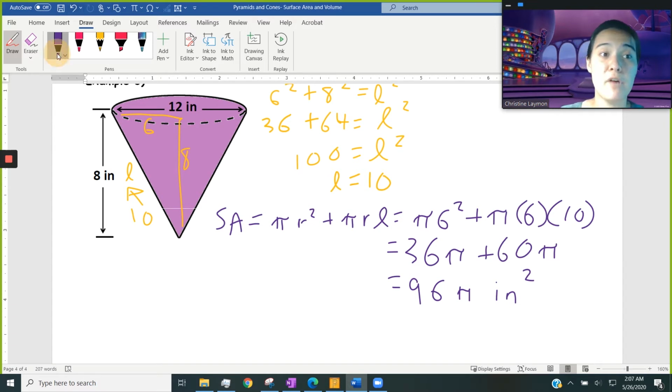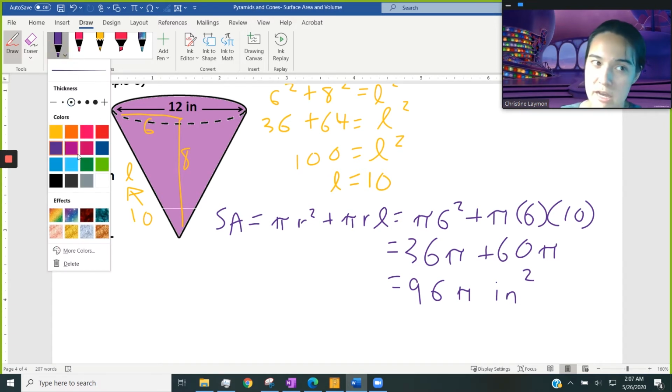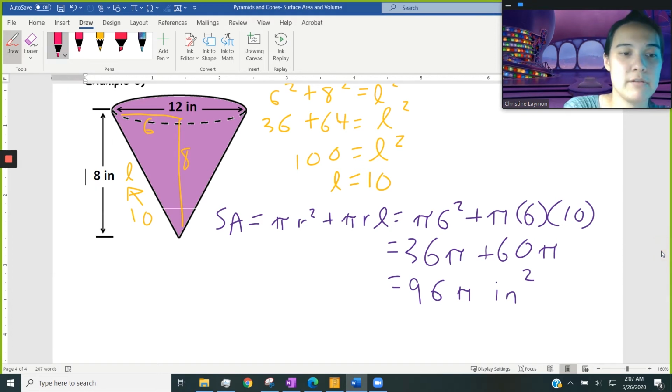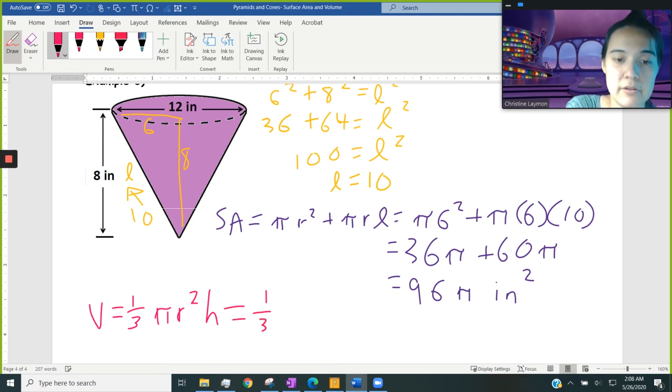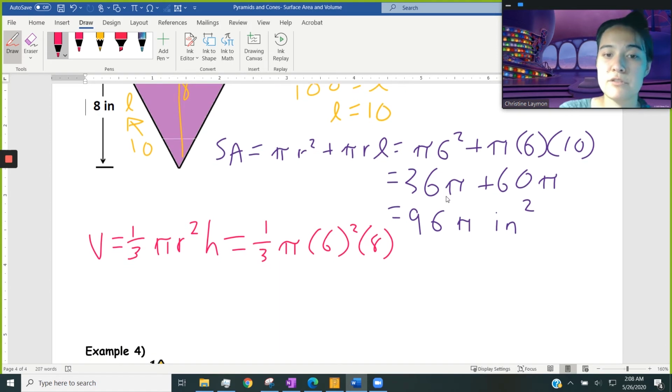Let's say I want to go after volume, like how much ice cream I can fit inside my cone. Alrighty, so we have volume equals 1/3 pi r squared times h. So I have 1/3 pi times 6 squared times 8. So 6 squared is 36. 1/3 of 36 is 12. So what I'm really doing is 8 times 12, which is 96 pi. And this is in inches cubed.